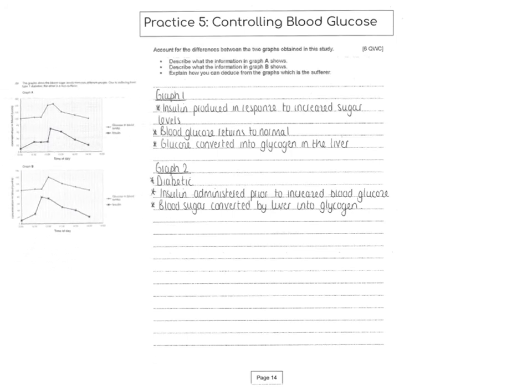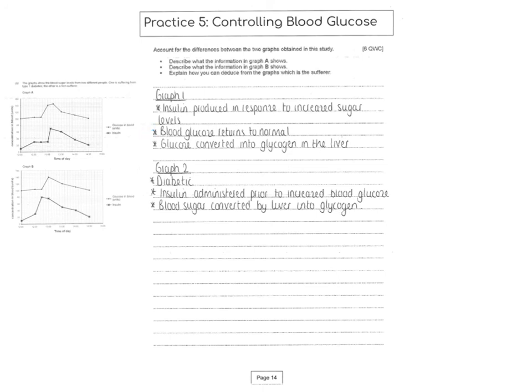I'll zoom in slightly. In the first graph then, as you can see, insulin is produced in response to the increased sugar level. So insulin's on the bottom, glucose on the top. So as the glucose levels start to increase, immediately the insulin spikes at its highest. Obviously it's detected a lot of glucose in the blood. So the insulin is produced by the pancreas very quickly.